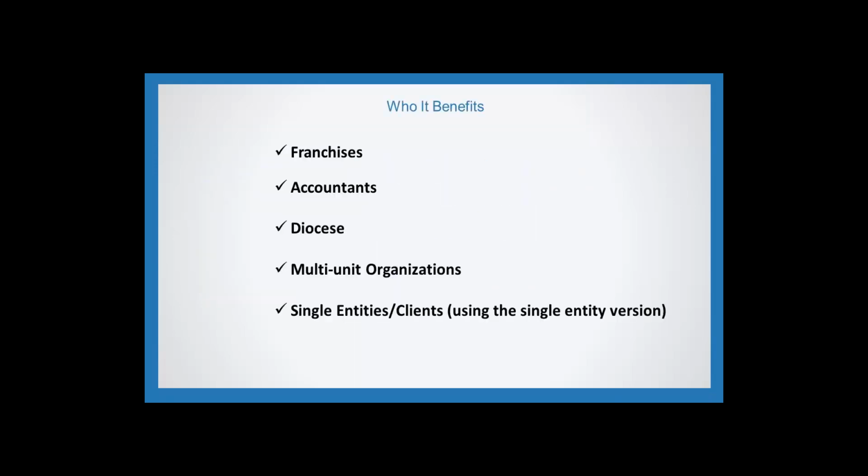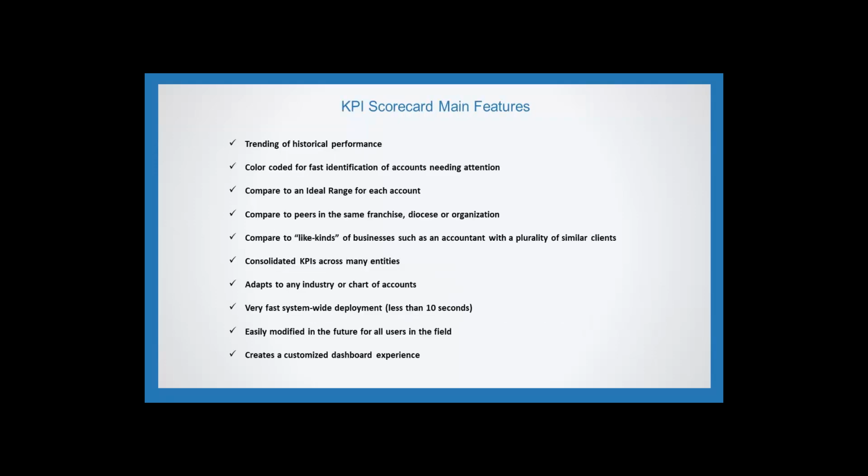One of the great things about the KPI Scorecard is that it works for any multi-entity grouping, whether it's franchises, dioceses, multi-entity businesses, or accountants who have a plurality of clients in the same industry. Entities don't need to be part of the same EIN business, as Qvinci's patented benchmarking allows anonymized comparisons across like kinds. Why is the Qvinci KPI Scorecard important and why do you care?